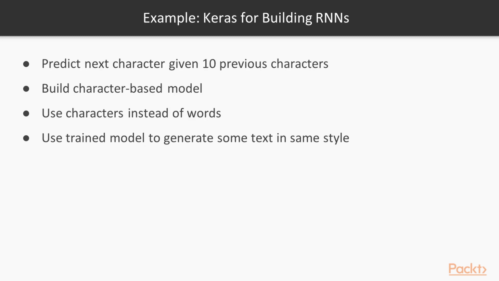For our first example of using Keras for building RNNs, we will train a character-based language model on the text of Alice in Wonderland to predict the next character given 10 previous characters. We have chosen to build a character-based model here because it has a smaller vocabulary and trains quicker. The idea is the same as using a word-based language model, except we use characters instead of words. We will then use the trained model to generate some text in the same style.